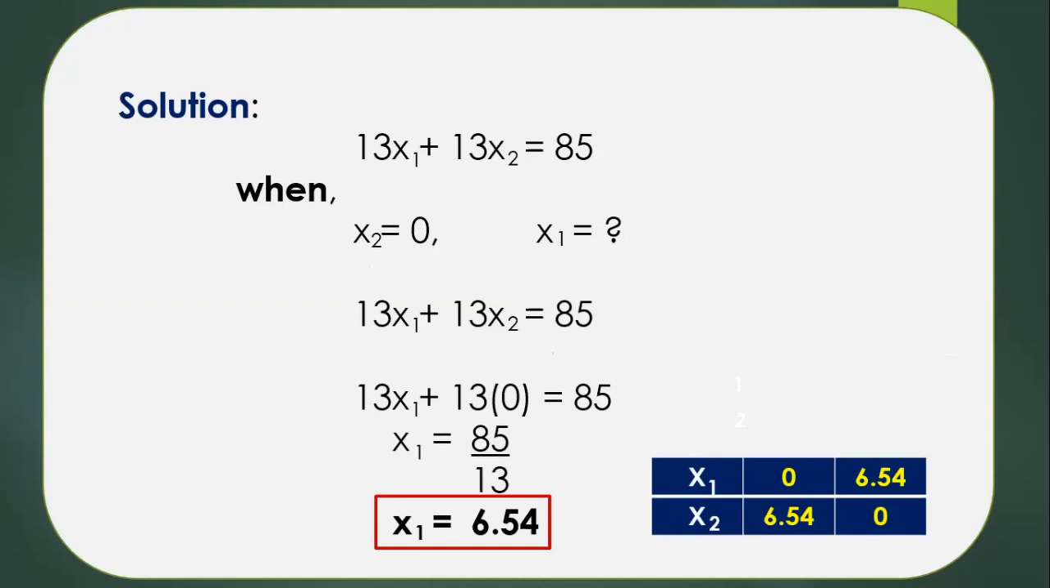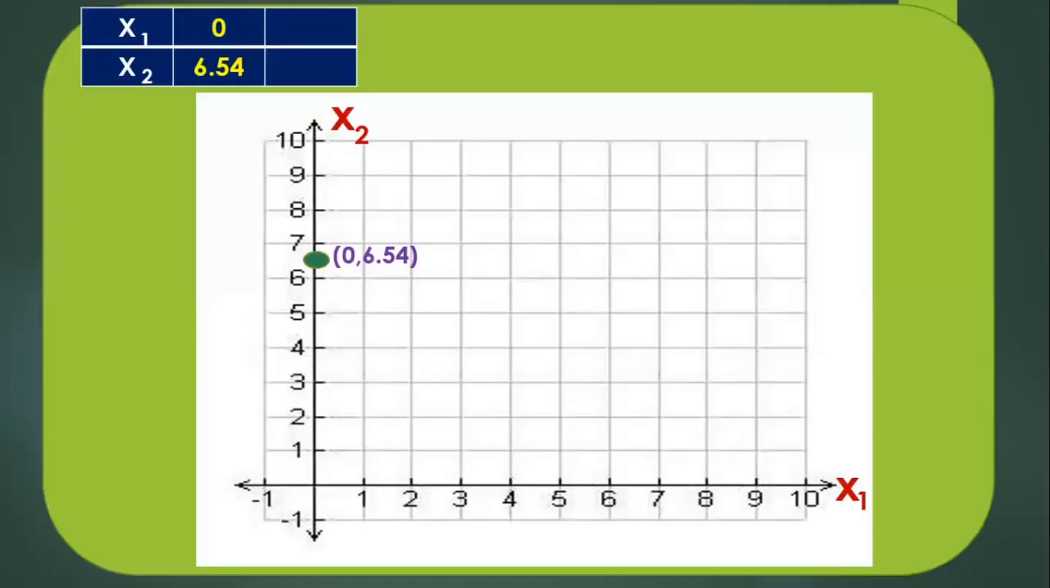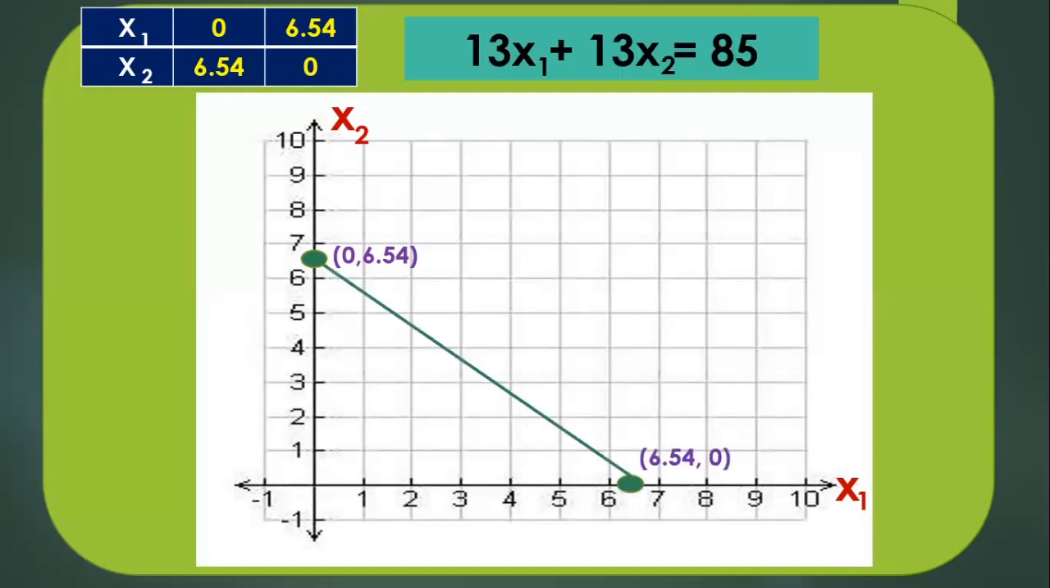Okay, so we already have found the values of our x sub 1 and x sub 2. So we can now plot these on our graph sheet. Remember, you have there 0, 6.54. If we plot that one on our graph sheet, that is where it is located. And the second point we have is 6.54, 0, and that is where it is located.